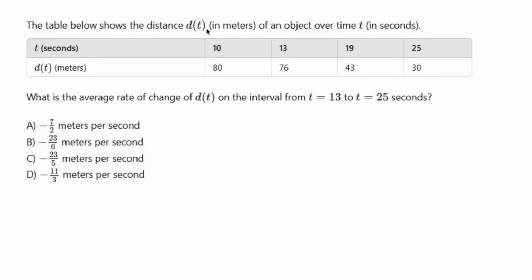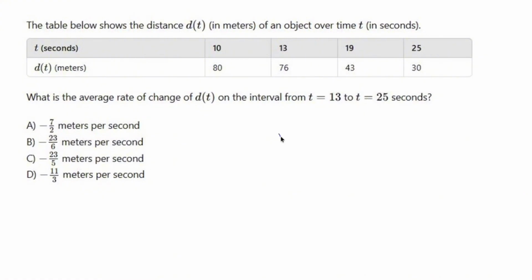The table below shows the distance d of t in meters of an object over time t in seconds. So we have time t in seconds. We got 10, 13, 19. No pattern, no special order here except that it is in order. And these just go down in some particular non-order either. Doesn't matter. So what we're trying to find is the average rate of change.